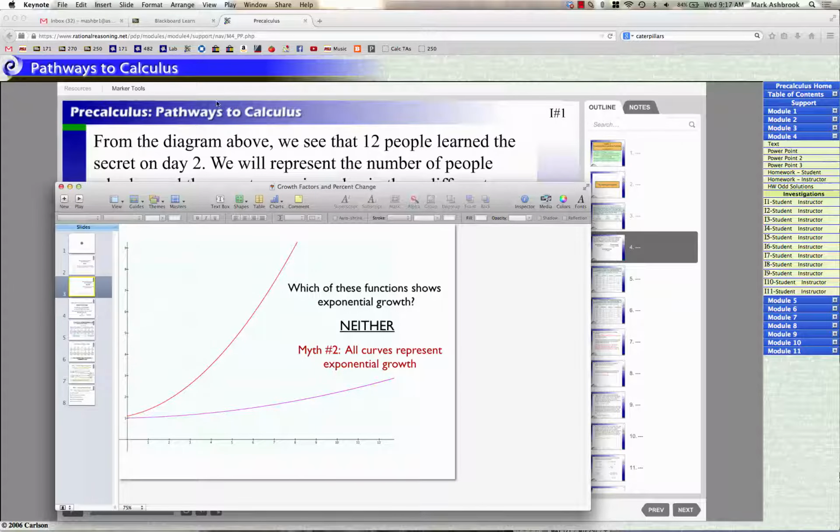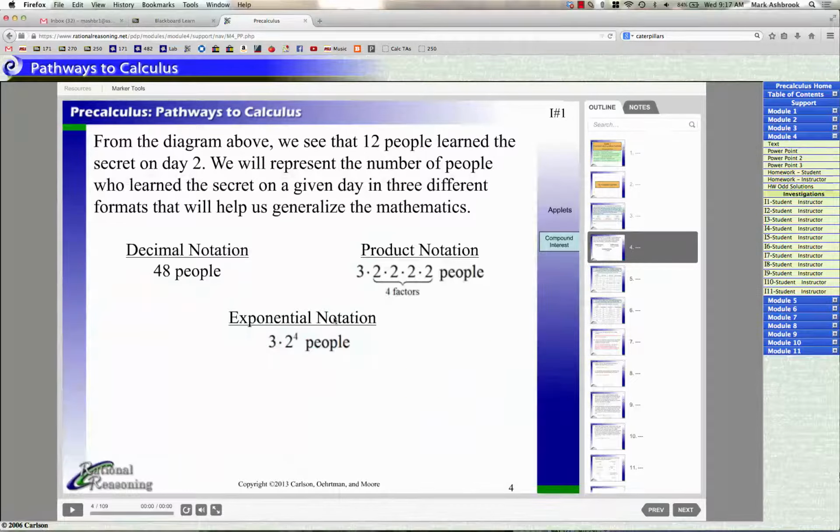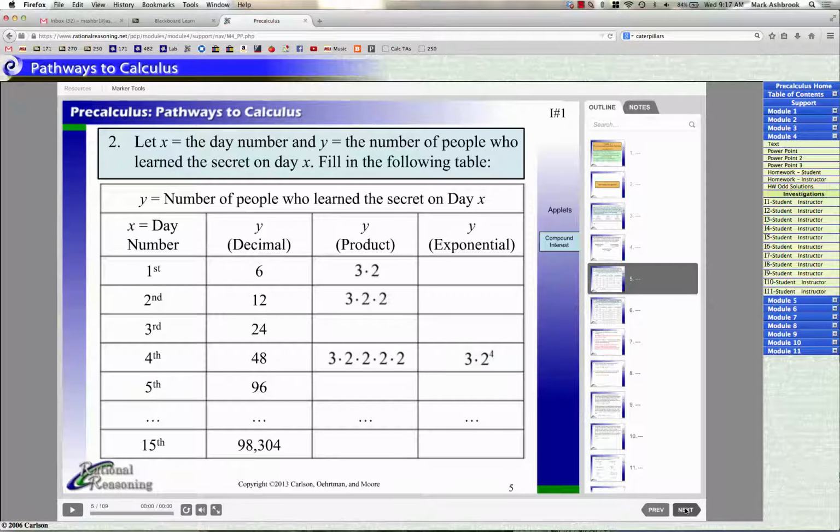So going back to this, as we talk about this product notation, we're getting to the heart of what real exponential growth is. Do you have a table like this in your book? Okay, so notice we have a couple of quantities here. X is the day number, and Y is the number of people who learn the secret on day X.